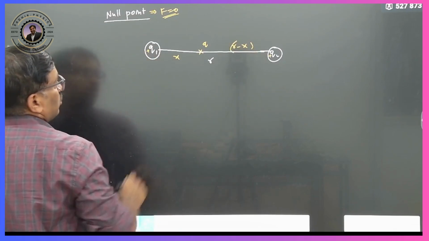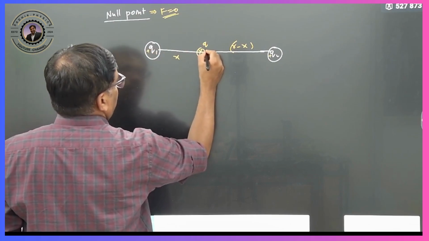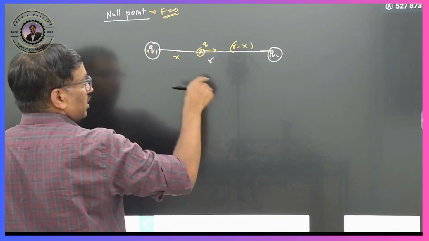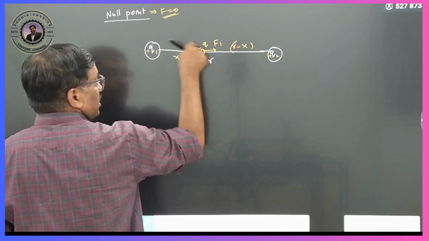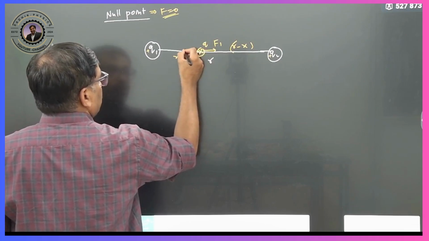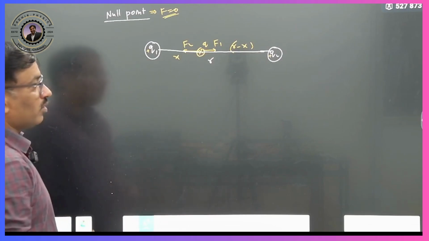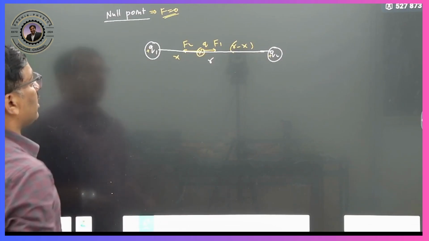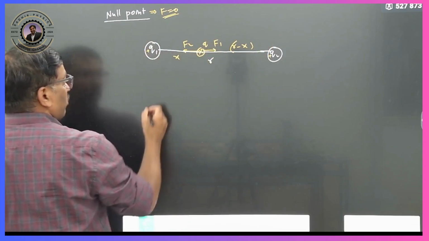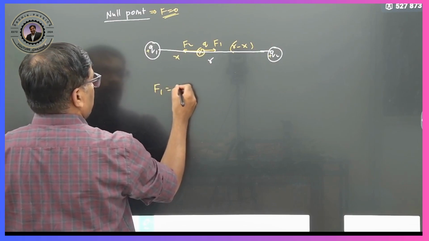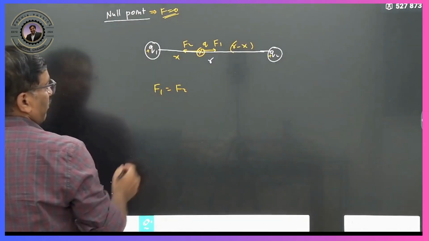Clear? So this charge, positive and positive, is going to repel, giving force F1. The test charge is also positive, so on this side it will be F2 because of repulsion. If the net force is to be 0, this side force and that side force should be equal. That means F1 should be equal to F2 in magnitude, right? So what is F1 now?